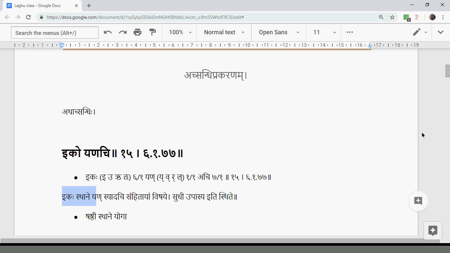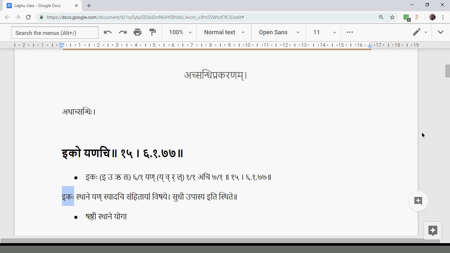So ikah sthane. Why do you get ikah sthane? Because ikah is in shashthi, and by this sutra, shashthi sthane yoga, you can add the word sthane and make sense out of it. In the place of. So ikah, in the place of ik. Of ik yan has no meaning unless you know this paribhasha sutra, shashthi sthane yoga. This sthane is brought in from that sutra, and we say: in the place of, sixth case. That is how ikah becomes a sthani.